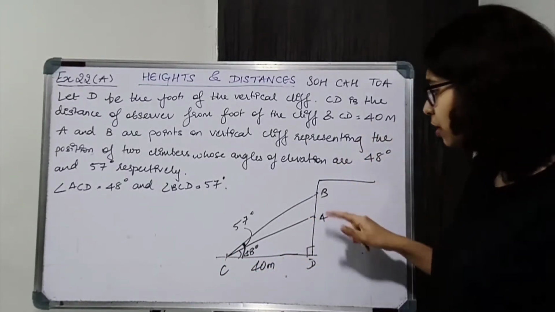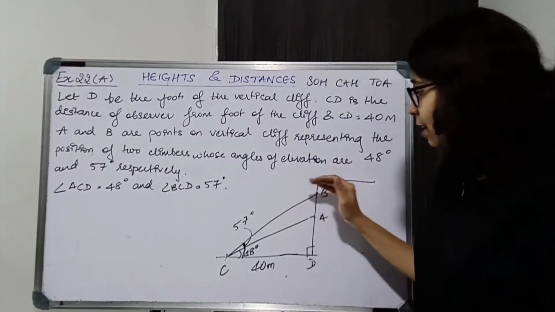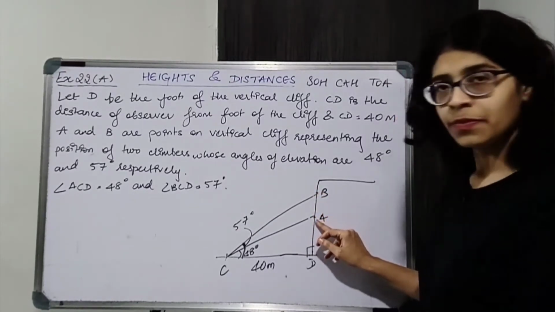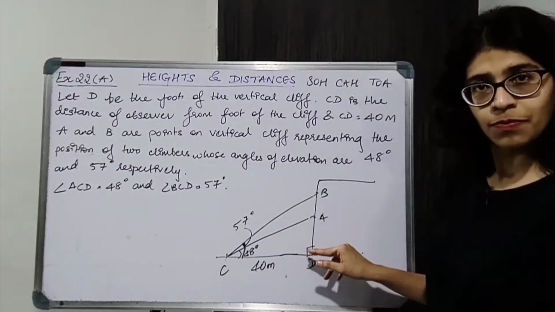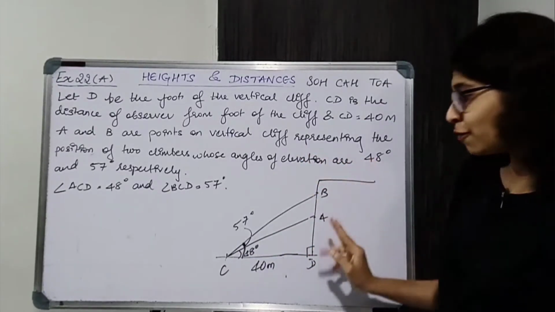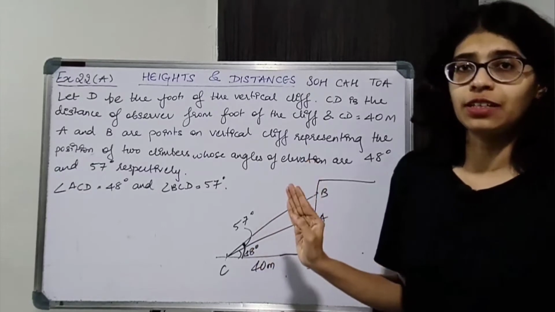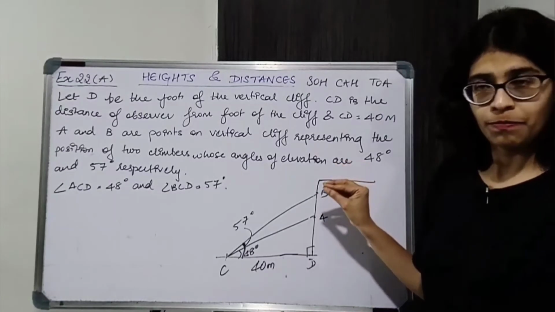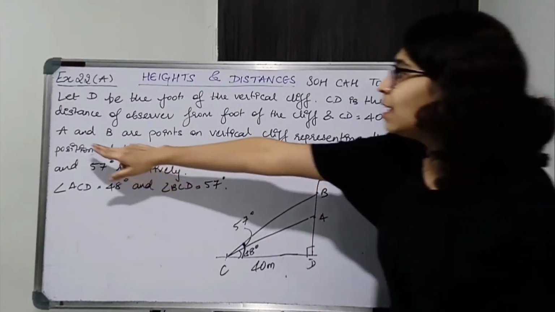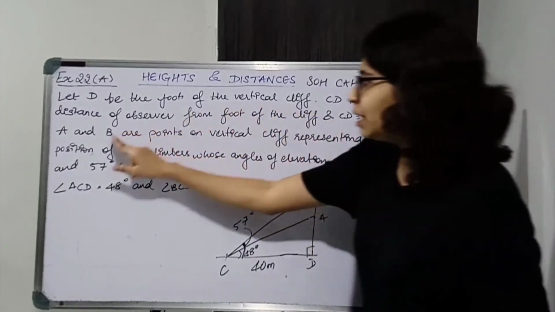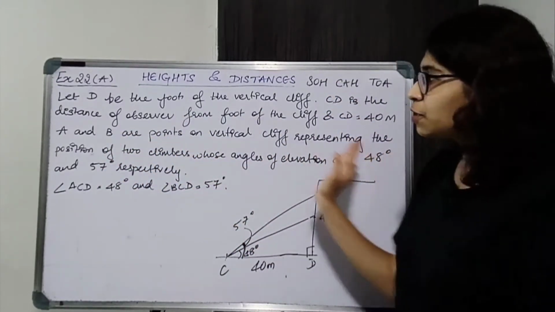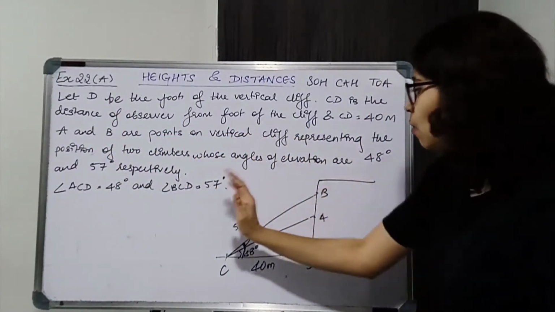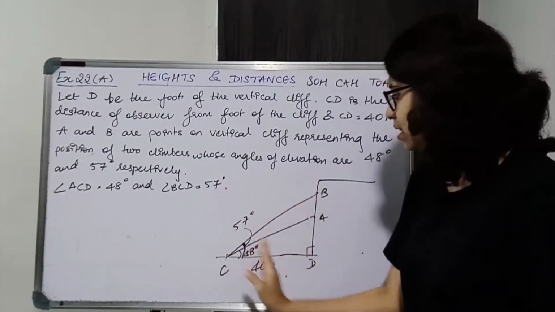Now there are 2 points on the vertical cliff, A and B, where there are two climbers. A is at an angle 48 degrees. So angle of elevation of A is 48 degrees, B is 57 degrees. ठीक है, A and B are the position जहाँ पे there are two climbers. Please add respectively. A के लिए ये angle of elevation है, B के लिए ये है. The first one for the first one and the second one for the second one. That is why we added respectively. Now therefore angle ACD is 48 and BCD is 57.